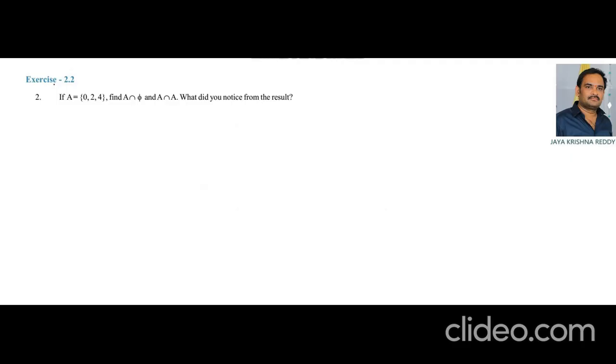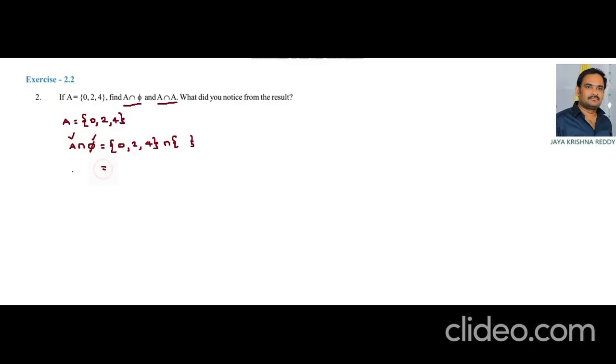Let us solve one question from exercise 2.2. Second question. The given set A has elements 0 to 4, and now we have to find A intersection 5 and A intersection A. So A intersection 5 equals, first we write the elements of set A, that is 0 to 4, and intersection with the next set, which is 5. 5 means empty set, meaning no elements in that set.